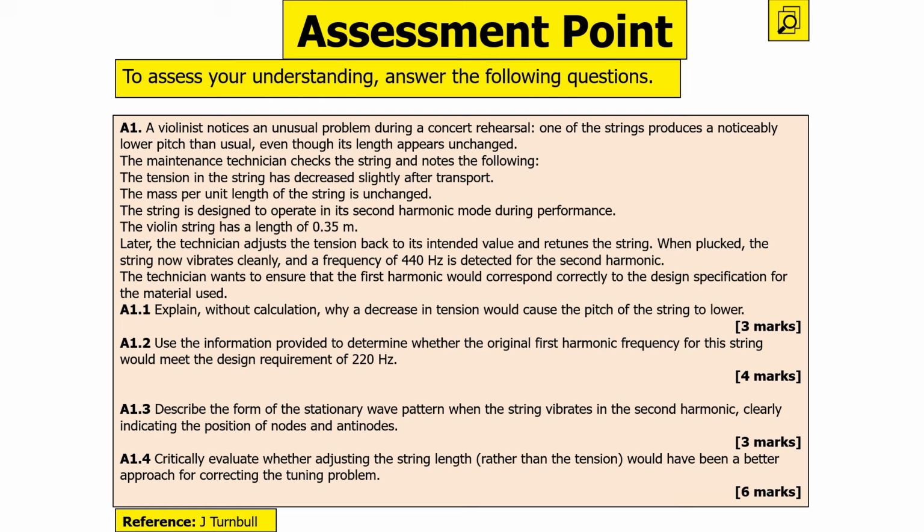Use the information provided to determine whether the original first harmonic frequency for the string would meet the design requirement of 220 Hz. Describe the form of the stationary wave pattern when the string vibrates in the second harmonic, clearly indicating the position of nodes and antinodes. Then critically evaluate whether adjusting the string length rather than the tension would have been a better approach for correcting the tuning problem. So pause the video now, then unpause the video when you want to go through your answer.